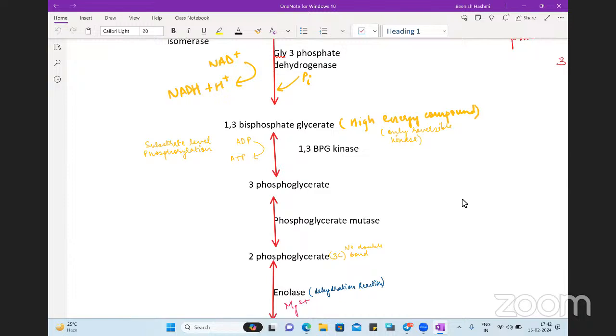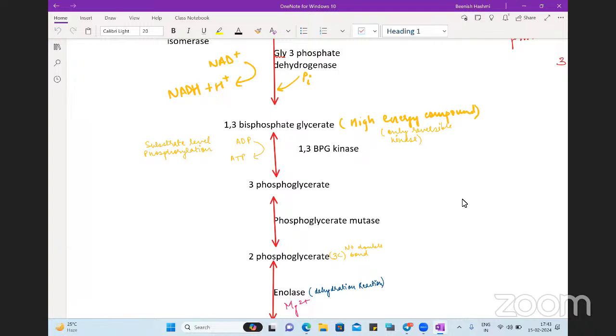This 1,3-bisphosphoglycerate changes into 3-phosphoglycerate, and this is brought about by the enzyme 1,3-BPG kinase. So this is the only reversible kinase. And here you see in the substrate, there were 2 phosphate groups. But in the product which is formed, there's only 1 phosphate group. So 1 phosphate group has been transferred to ADP, received by an ADP molecule to form an ATP molecule.